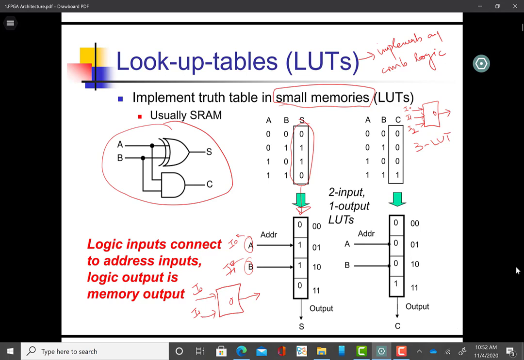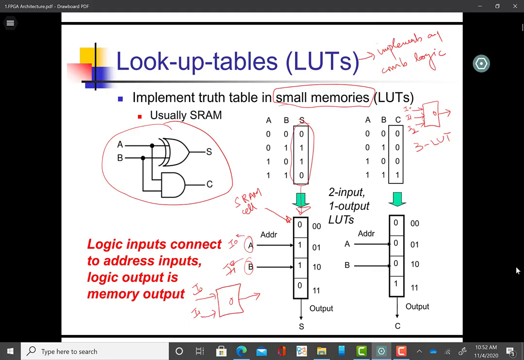So if it's a 2 input lookup table, it has 4 memory cells. Every one of these boxes is an SRAM cell, and you know very well from your previous course on VLSI circuits that an SRAM cell can store a single bit, and you also studied the transistor level circuit for the SRAM cell.